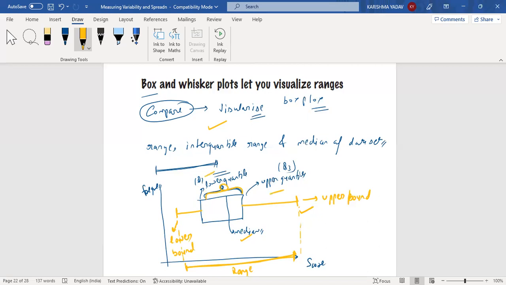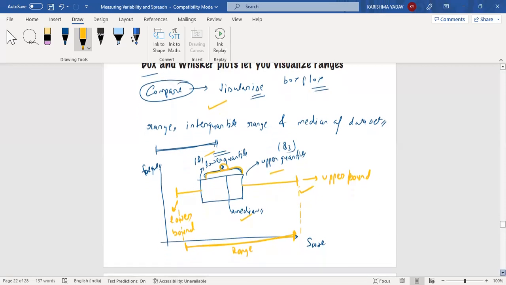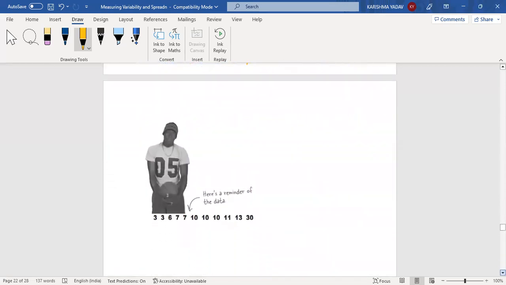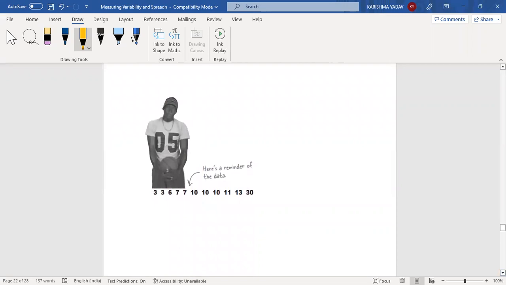Now let's try to draw a proper box and whisker plot for a set of scores. Let's see, this is the player, and here is the data set. These are the scores that he has achieved. Now I want to draw the plot for it. If I want to find the range for this player, what will the range be? The upper bound is 30, and the lower bound is 3. So 30 minus 3, 27 is the range.